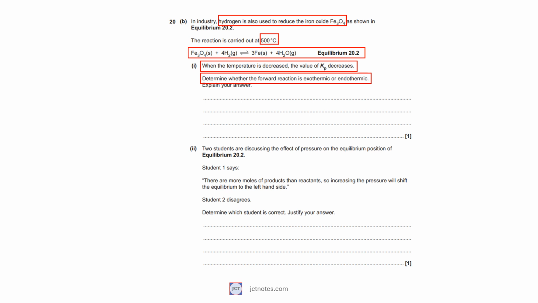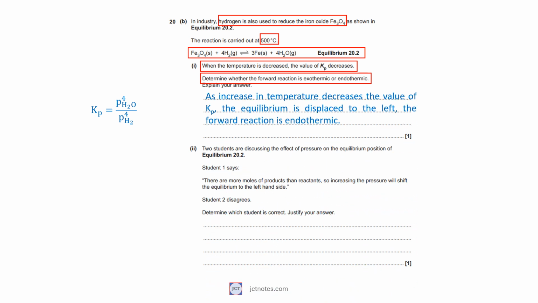The value of Kp for this reaction is given by the partial pressure of water vapor to the power of 4 divided by the partial pressure of the hydrogen to the power of 4. As an increase in temperature decreases the value of Kp, this is an indication that the partial pressure of the water vapor decreases and the partial pressure of the hydrogen increases.